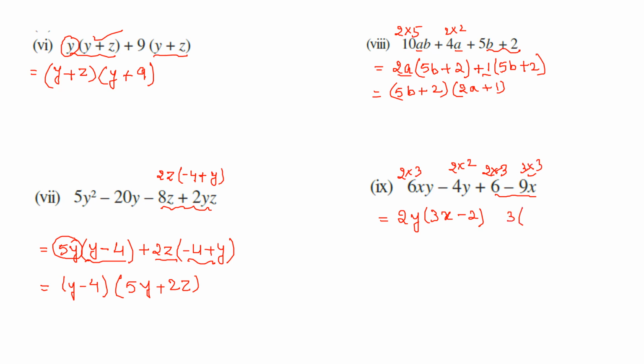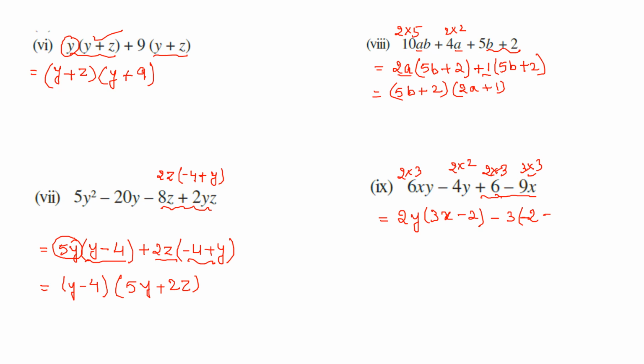Okay. So if I take 3 common, I will be left with 2. But if you see here this part, it is minus 2. So here also I want minus 2. So how to make it minus 2? If I'm writing here minus 2, it means this place also I have to put minus. Then only minus 3 into minus 2 will give me plus 6.